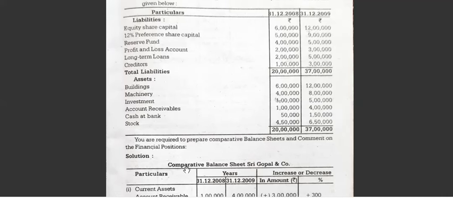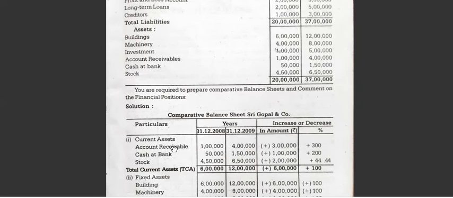See, first you have to write down the heading comparative balance sheet of Sri Gopal and Company. The name of the company is given in the problem, so Gopal and Company. The other informations, current assets, first you have to write columns, particulars, year, 2 years information, so two columns, increase or decrease in amount and percentage. Okay, increase or decrease in amount, percentage.